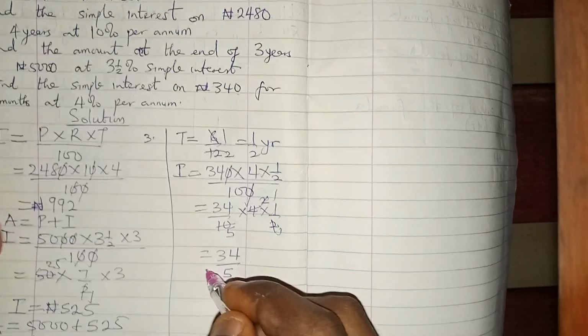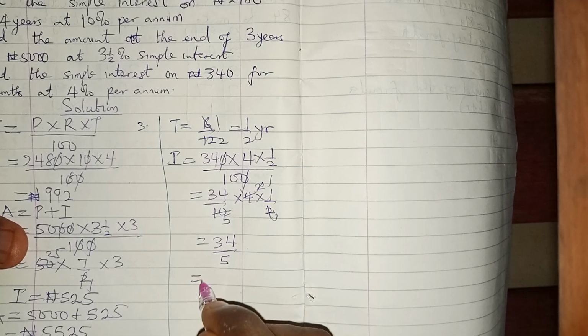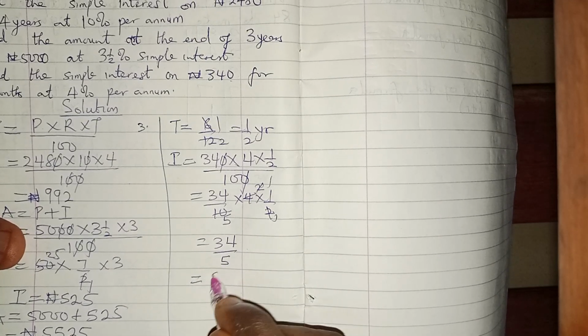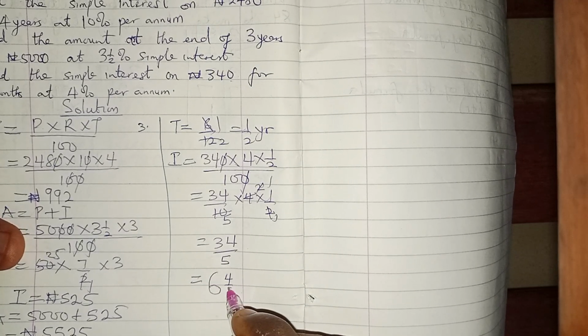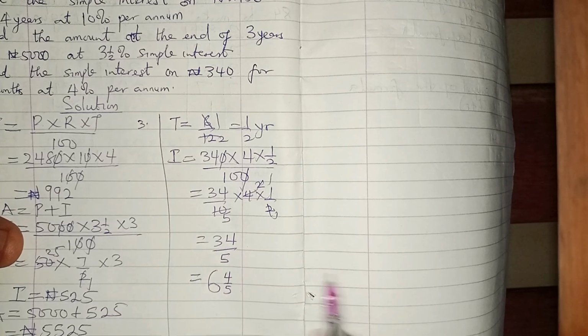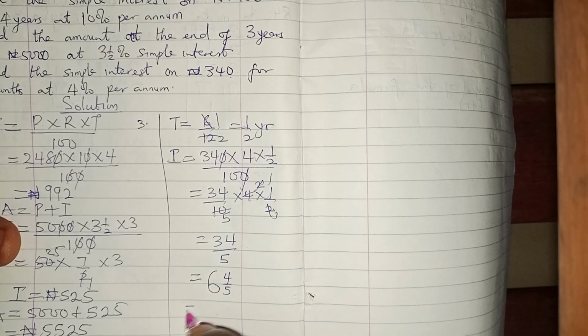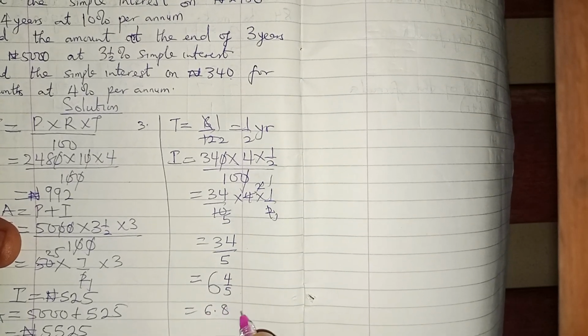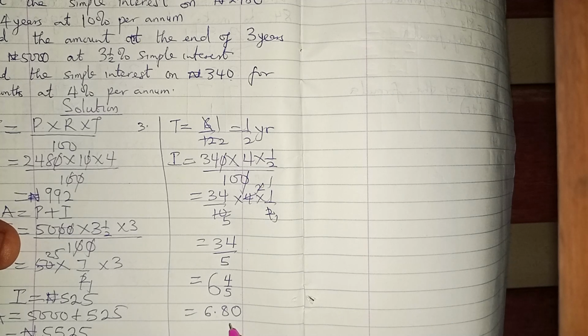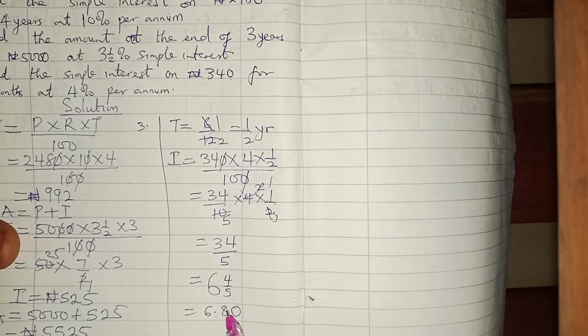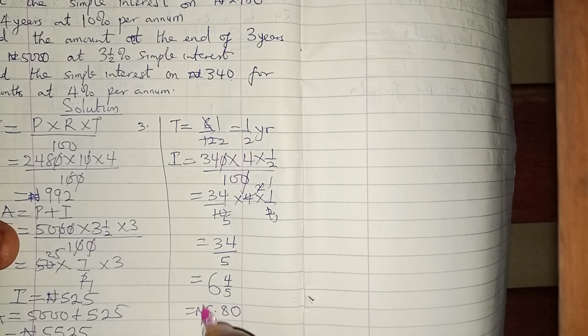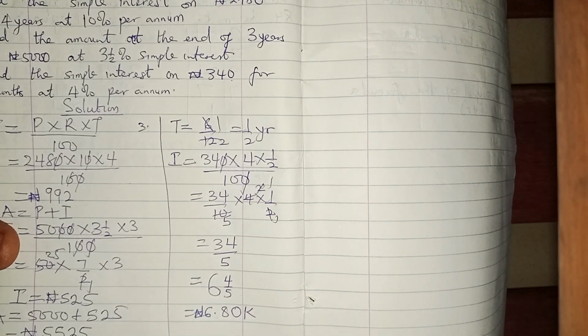That gives 34 over 5. 34 divided by 5 is 6 whole number, 4 over 5. 4 over 5 to decimal will give me 0.8. So we have this as 6.8. But you have to add a 0 because we're talking about money here. So the interest at the end of 6 months will be 6 naira 80 kobo.